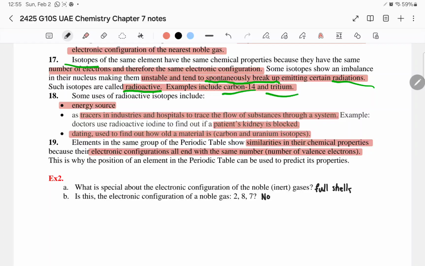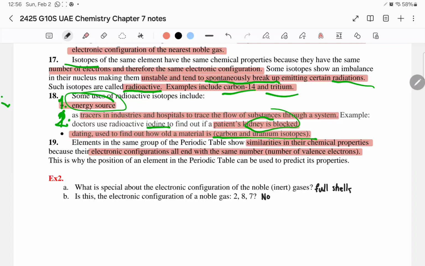Carbon-14 and tritium are two examples. You can use them as energy sources. That's number one. You can use them as tracers. That's number two, like you can see where the flow of a substance is in the human body. So they use radioactive iodine to find out if a patient's kidney is blocked. That's one use. And they use it for dating, to find out how old a material is. Like when you want to find out how old a tree is, you can use carbon dating. Usually you use carbon or uranium isotopes for dating in general.